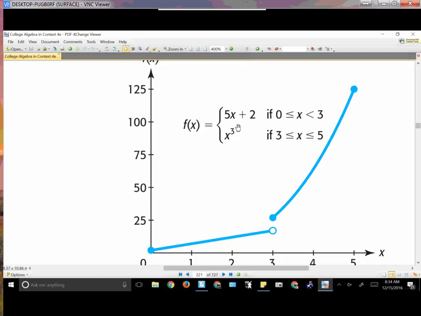Anything that is above 3 up to 5 gets put into the other function. So really all it's doing here is telling you, if you got a number between 0 and 3, use this. If I've got a number from 3 to 5, use that. No other numbers are identified on this because we don't have any other information on what should be used as a function. That's all it is.